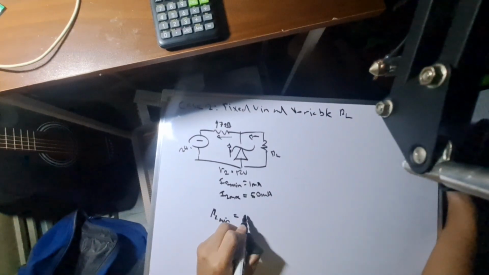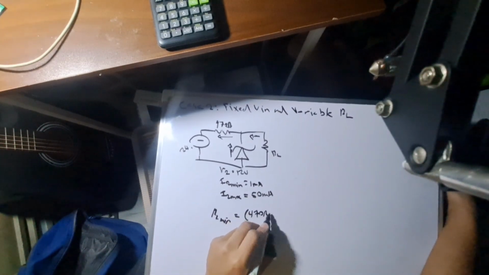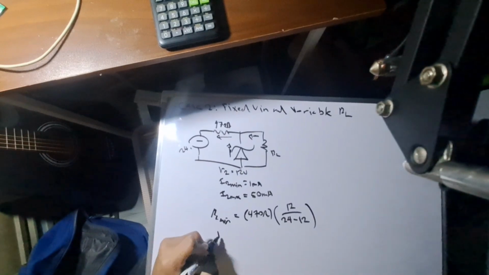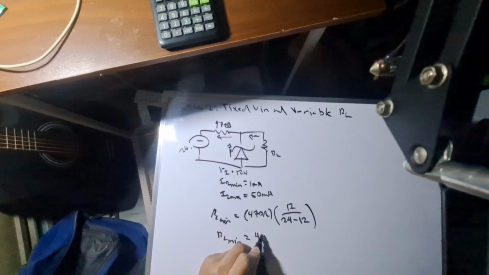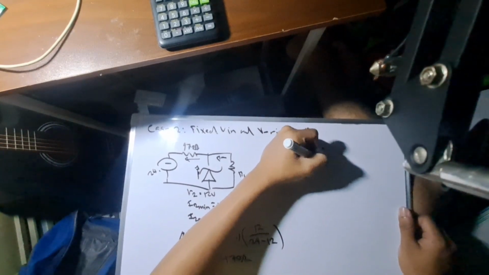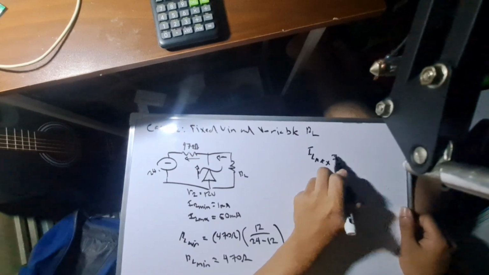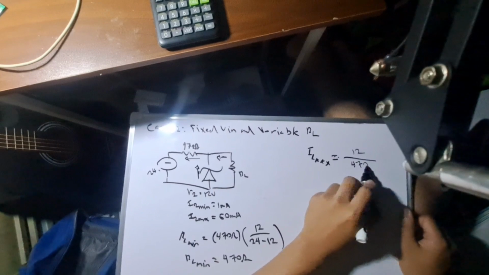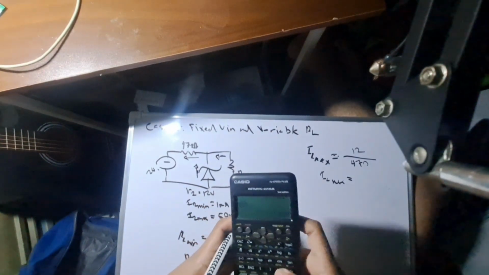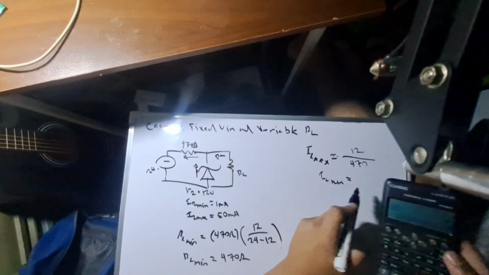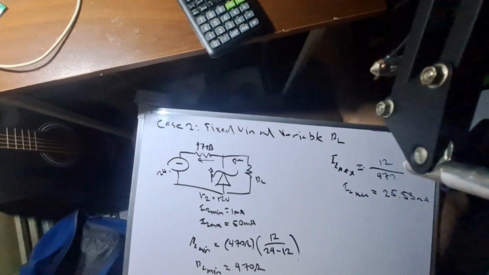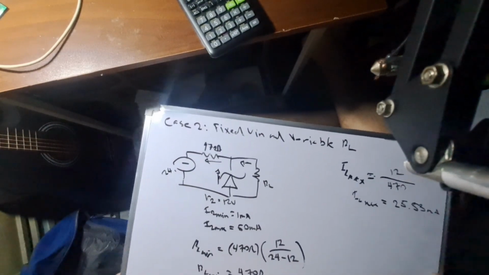RL minimum is equal to our R, 470 ohms, divided by 12 over 24 minus 12. So this just cancels. RL minimum is equal to 470 ohms. So, directly, IL max is equal to 12 all over 470, giving us an IL max of 12 divided by 470, which is 25.53 milliamperes. So let's move on to the values we're still looking for. IL minimum is next.